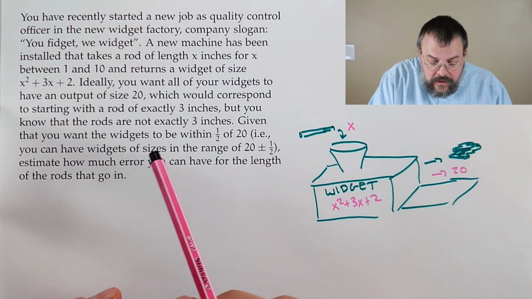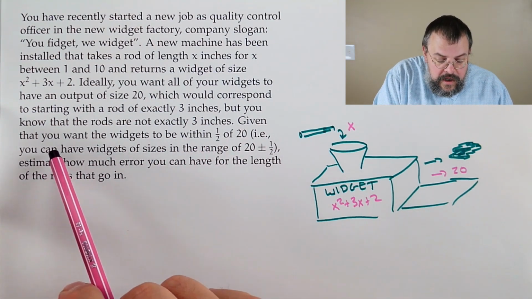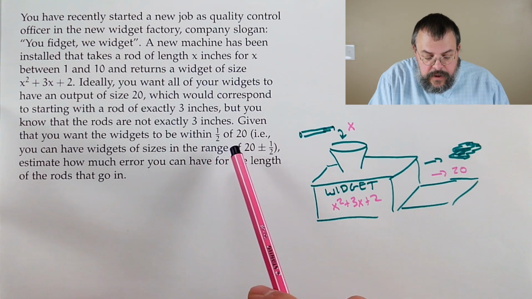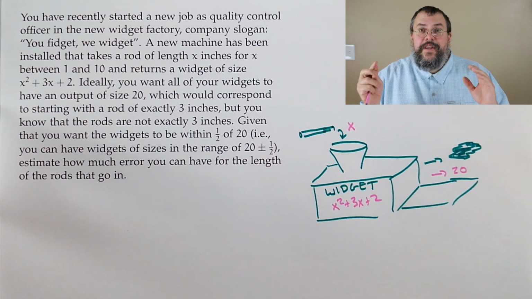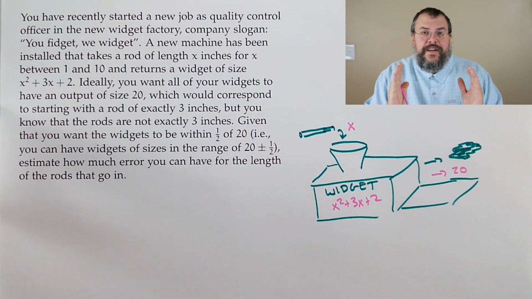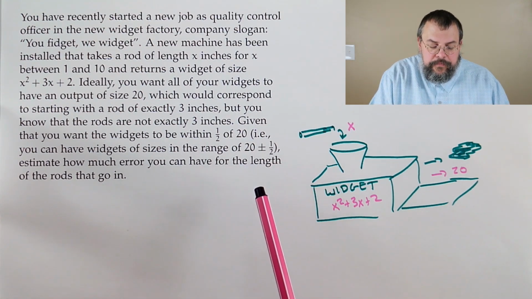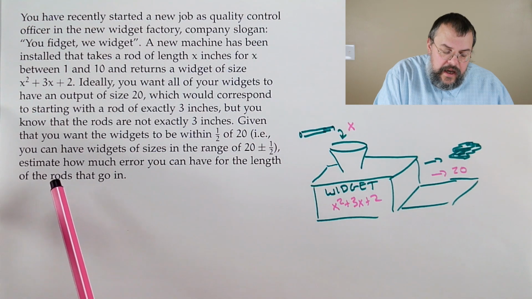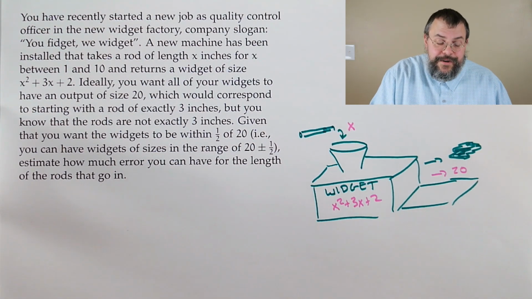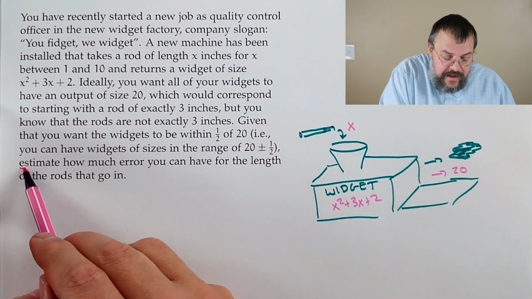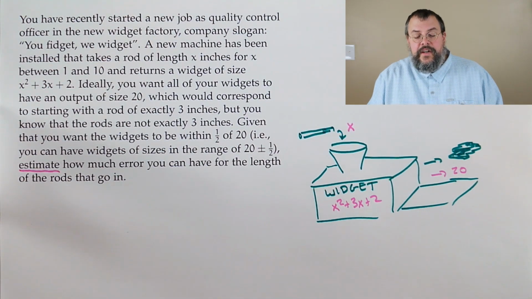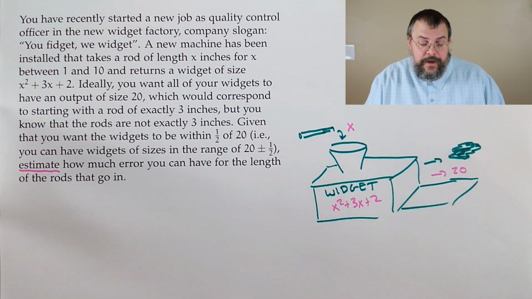All right, so how do we do that? Well, we want our widgets to be within a half of 20. Okay, so that's good. That tells us how much wiggle room we have. The output can be 20 plus or minus a half. That's what we have. So the question is, estimate. Okay, now this is a good word. Estimate how much error you can have for the length of the rods that go in.